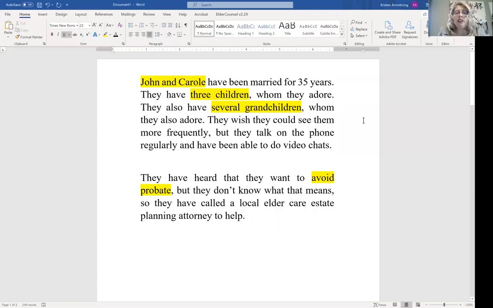I've created a fictitious scenario here. Let's pretend that John and Carol have come into my office for some estate planning advice. John and Carol have been married for 35 years. They have 3 children whom they adore. They also have several grandchildren whom they also adore. They wish that they could see them more frequently, but they do get to talk on the phone regularly and have been able to do video chats. They have heard that they want to avoid probate, but they don't necessarily know what that means, so they've called on me to help.